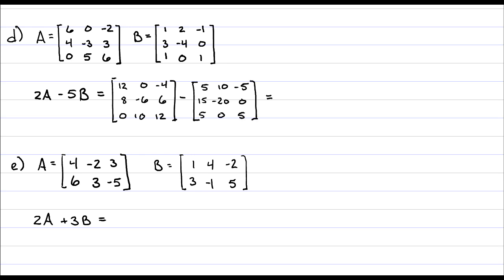So now I subtract these two, one matrix here from the other. 12 minus 5 is 7. 0 minus 10. Minus 4 minus negative 5. 8 minus 15. Minus 6 minus a negative 20. So minus 6 plus 20. 6 minus 0. 0 minus 5. 10 minus 0. And 12 minus 5.